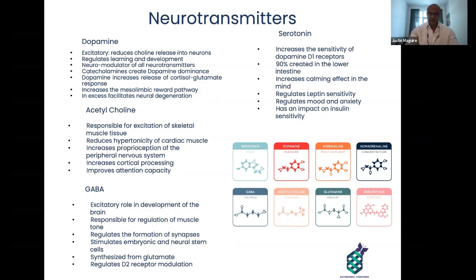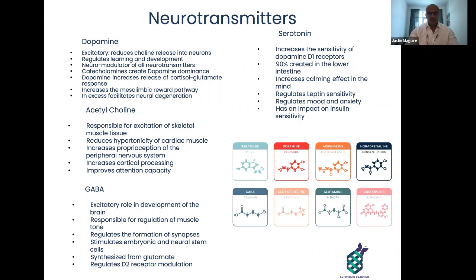Regulates learning and development, neuromodulator of all neurotransmitters. Okay, so dopamine really helps to balance out the activity of acetylcholine, gamma-aminobutyric acid, and serotonin, and very, very importantly, glutamate as well. All right, so glutamate is the most abundant of all neurotransmitters. I haven't gone into too much detail here on glutamate because it is a tall topic to discuss, and we're just touching on a bit of the basics here.